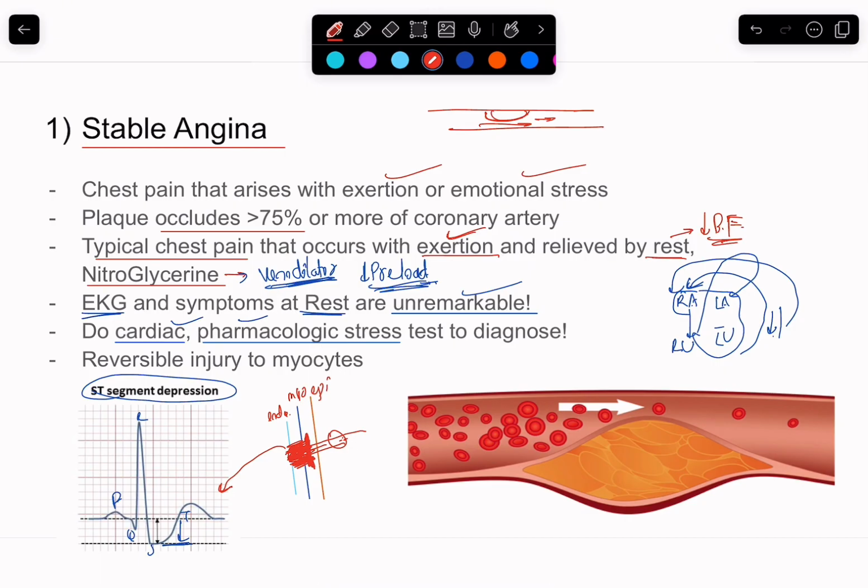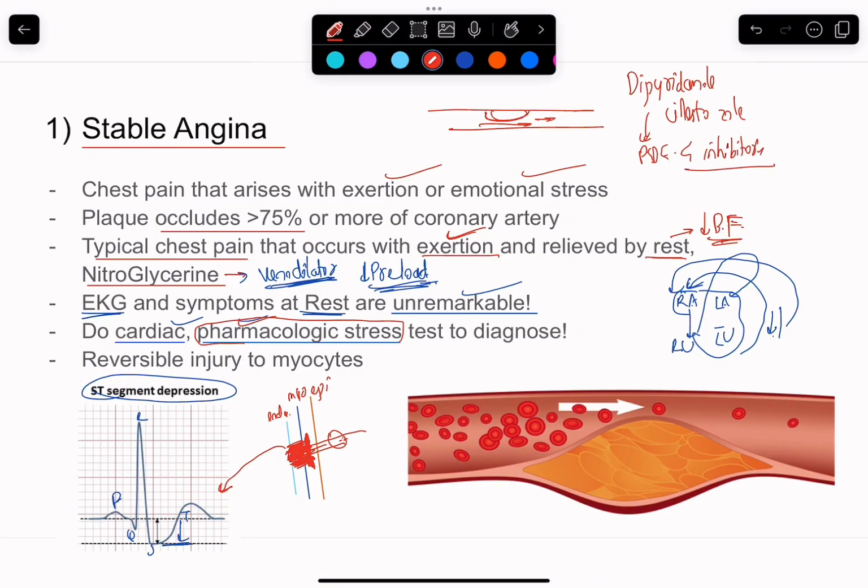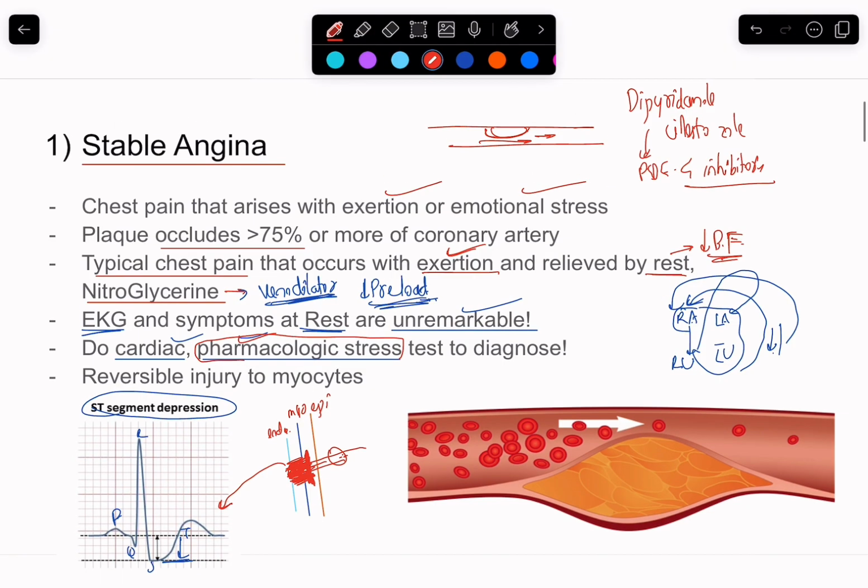Now you will say, what if the patient is elderly and he can't do a cardiac stress test? So for that we have something we call a pharmacologic stress test. So pharmacologic stress test uses drugs such as dipyridamole and cilostazol. Let me write that down. Your dipyridamole and cilostazol. These are your phosphodiesterase inhibitors. So what they do is, let's say you have your coronary artery here and your plaque here.